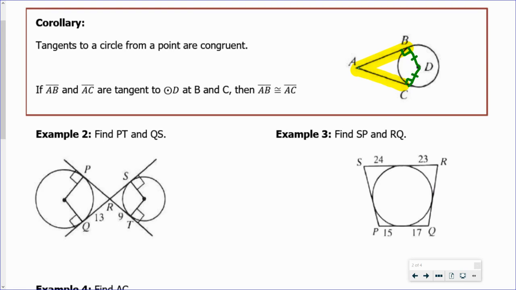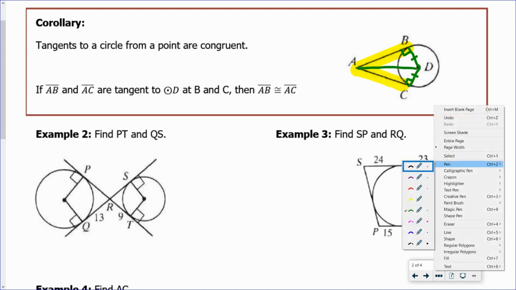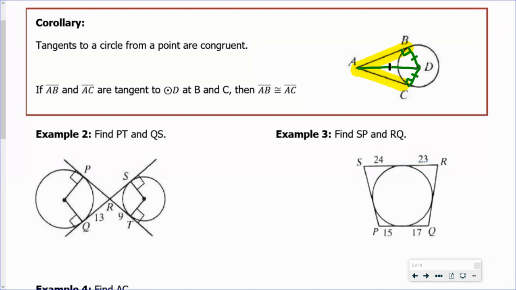And then if we draw a line segment from A to D, by the reflexive property, that segment is congruent to itself. So triangle ABD is congruent to triangle ACD by, in this case, hypotenuse leg. So by CPCTC, AB is congruent to AC. Again, just a quick informal proof to show you why that corollary is true. So now what we're going to do is apply the converse and the corollary to solve examples 2 and 3.